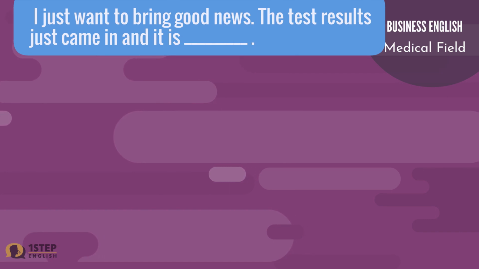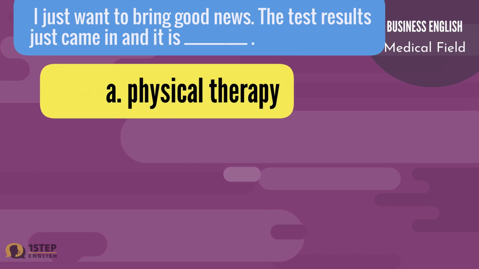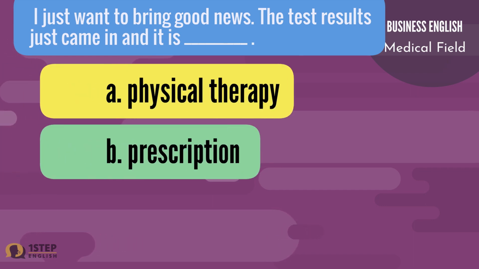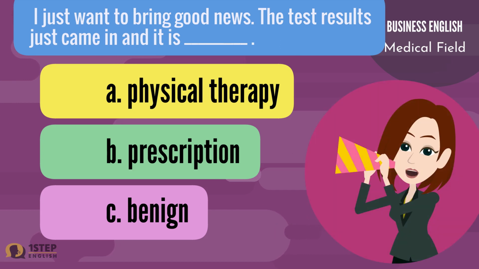I just want to bring good news. The test results just came in and it is. Letter A. Physical therapy. Letter B. Prescription. Letter C. Benign. The correct answer is letter C. Benign. I just want to bring good news. The test results just came in and it is benign.